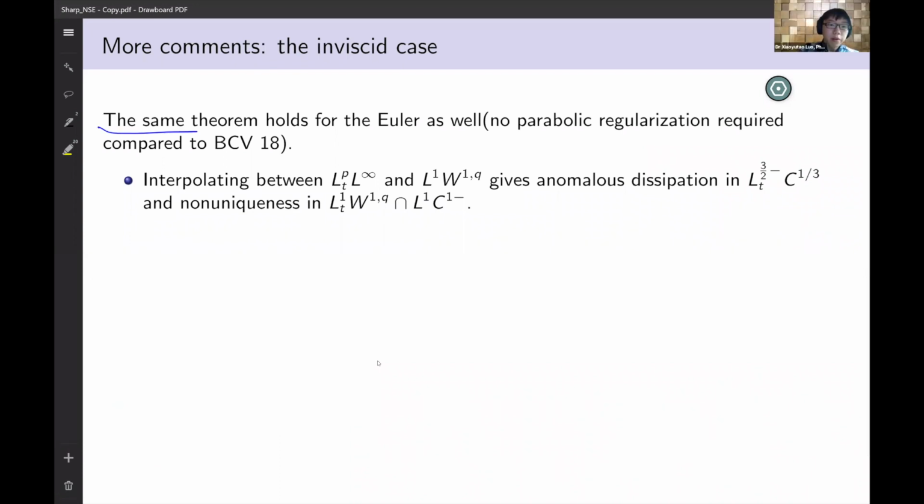So the very same theorem holds for the Euler equation, right? Incompressible Euler as well. So we do not use any parabolic regularization. So all the good properties that I stated also hold for the Euler equation as well. And now we can do interpolation. So L^p L infinity and L1 W1,q will give us anomalous dissipation in this L3/2 almost in time, and exactly Hölder 1/3 in space. And we can also do L1 C1 minus because of this q can be arbitrarily close to infinity. So we can get arbitrarily close to C1 in space.